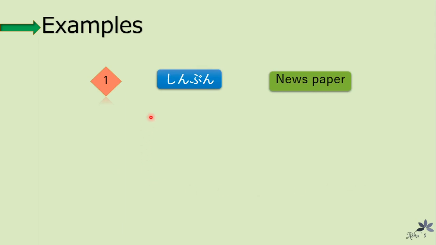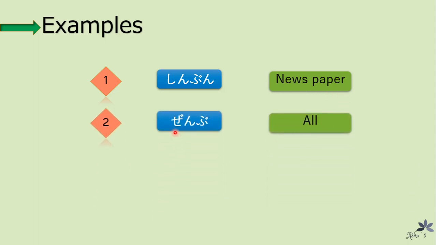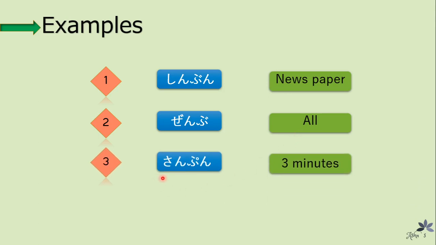The first example is Shinbun. Now you can see here I have the letter N before Bu. So it should be pronounced as M. Okay, so this word should be pronounced as Shimbun, which means newspaper. The second example is Zembu, which means all. The third example is Sampun, which means 3 minutes.